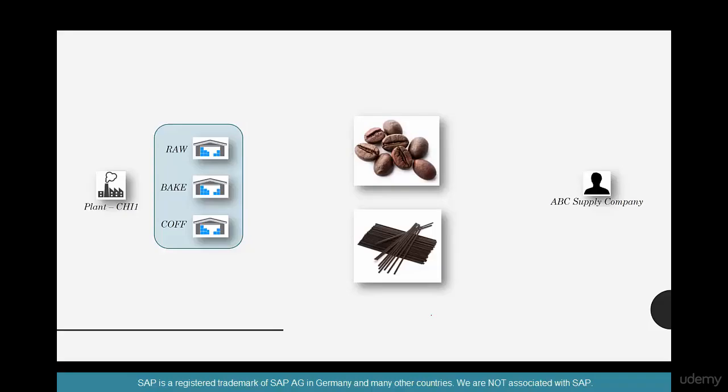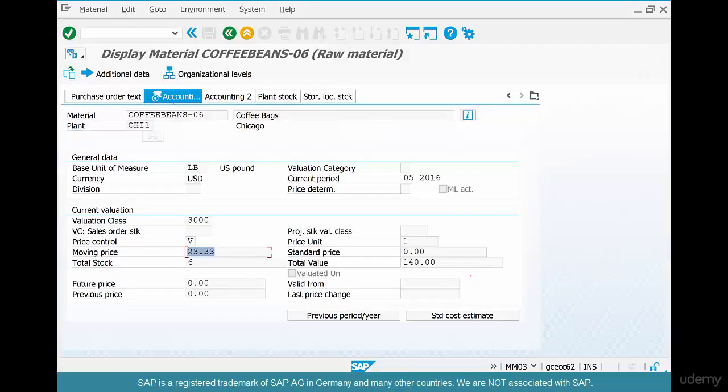What we're going to do is procure both stock materials and non-stock materials in the same order and see how they are different. So we have created a material, coffee beans 06, and to order stirrers we have to create stirrers. Did we create stirrers? I'm not sure.